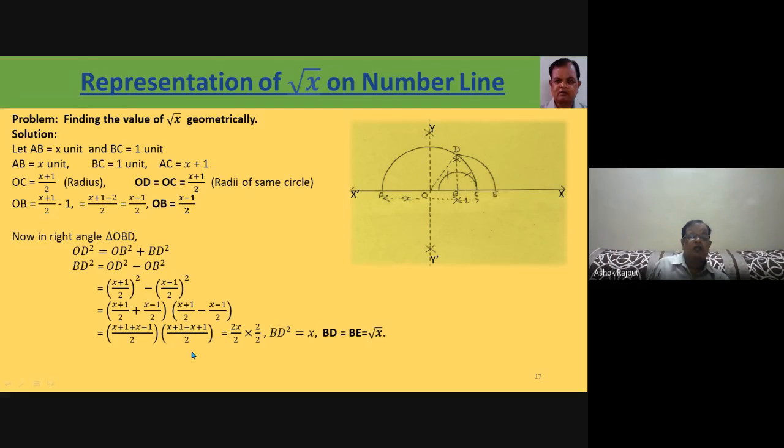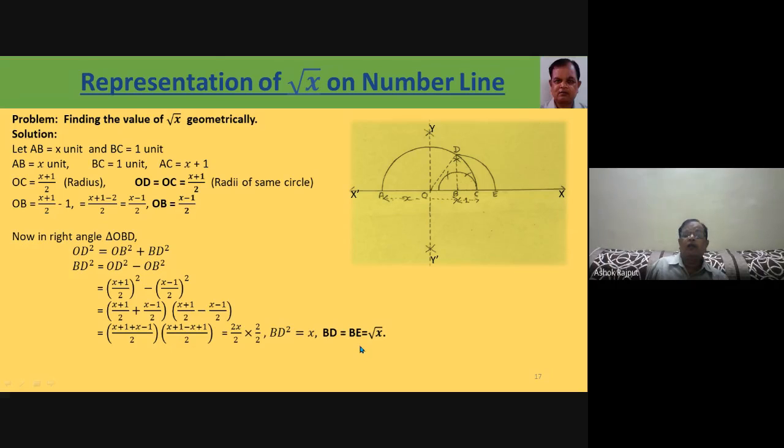x is cancelled. Here will be x plus x, 2x, and 1 plus 1, 2. 2x by 2 and 2 by 2, 2 one the 2 and 2 one the 2. Here will remain only x. It is the value of BD square. Since BD square equals x, therefore BD equals under root of x. Thus we have found the value of under root x geometrically and it is BD.